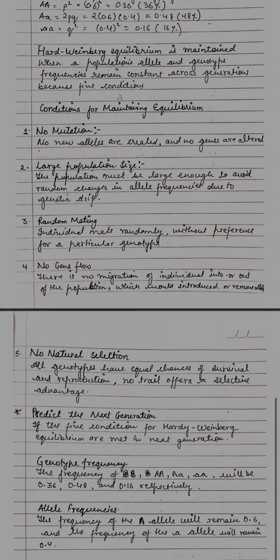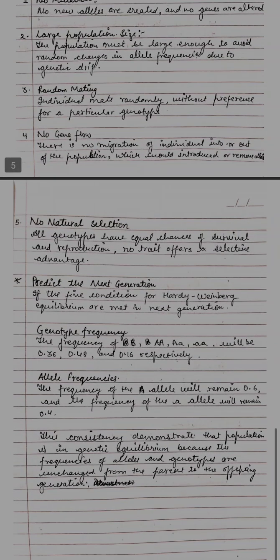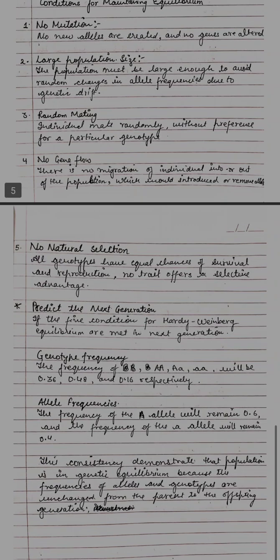Now the question arises: how is Hardy-Weinberg equilibrium maintained? Hardy-Weinberg equilibrium is maintained only when the following conditions are fulfilled. First, large population size prevents genetic drift. Small populations show fluctuations due to chance. Second, random mating. Individuals mate without preference for genotype or phenotype, which ensures equal chance of allele combination.